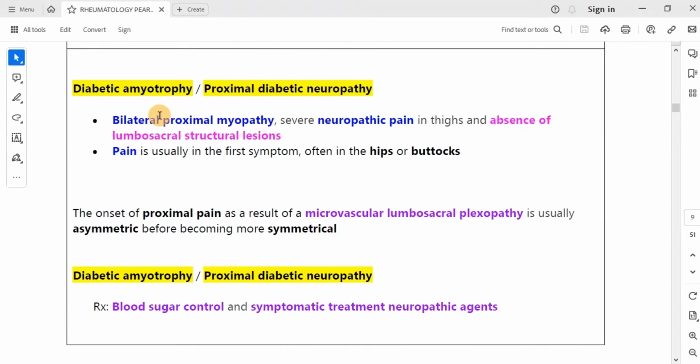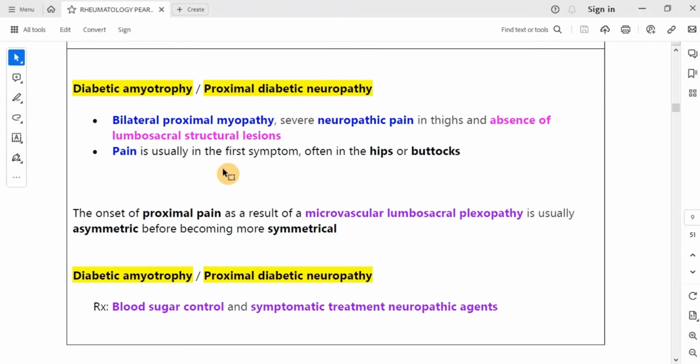Next one is diabetic amyotrophy or proximal diabetic neuropathy. Bilateral proximal myopathy, severe neuropathic pain in thigh, and absence of lumbosacral structural lesion points towards the diabetic amyotrophy and proximal diabetic neuropathy. So the lumbosacral structural lesion should be always absent in this condition. And this is in most of the cases related to uncontrolled diabetes, leading to proximal myopathy and neuropathic pain. And proximal myopathy is most commonly bilateral.